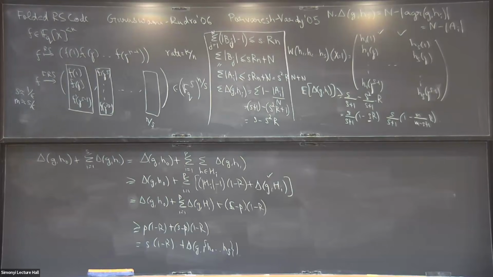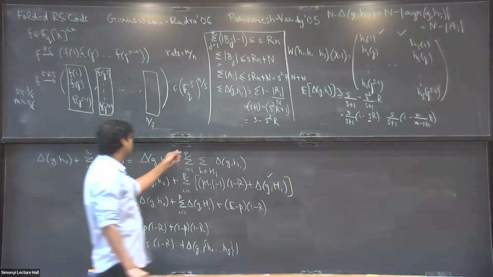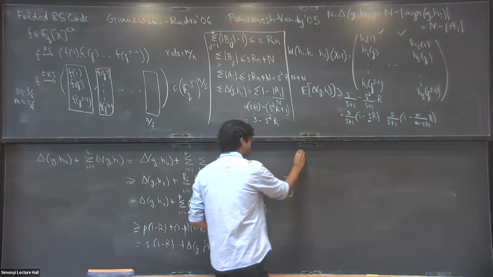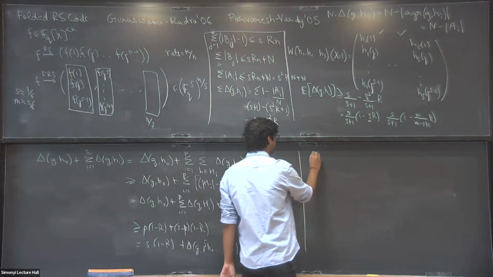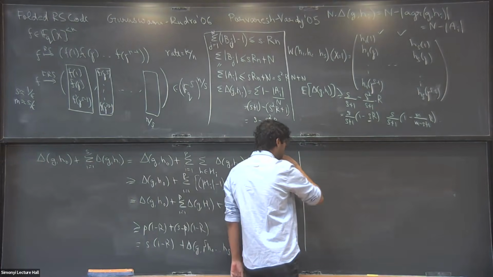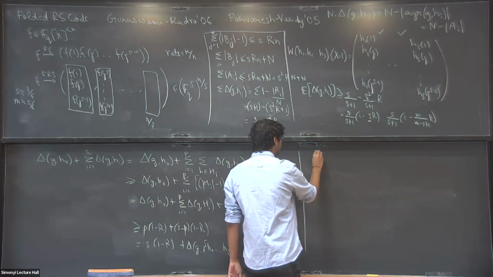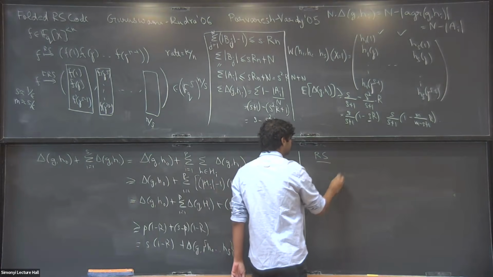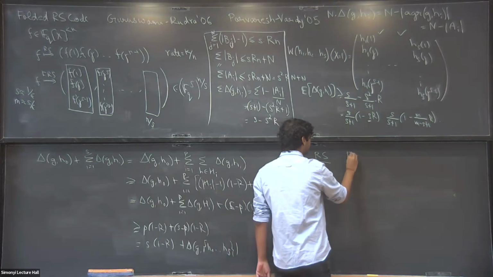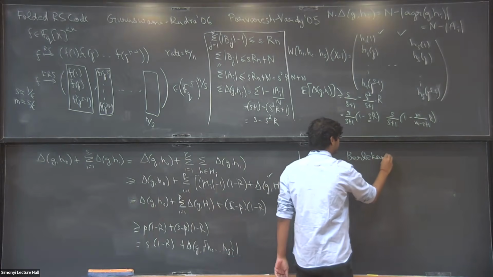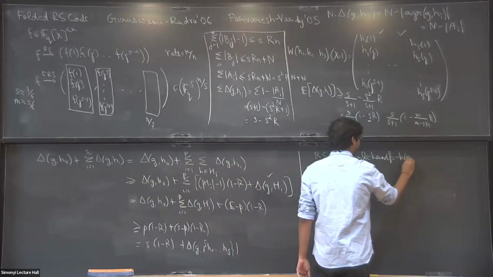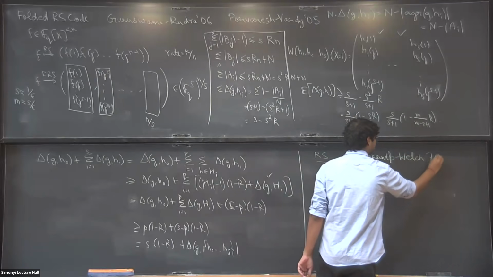Maybe this is a good time to do some of the history because this is not my proof. For Reed-Solomon codes, the first decoder was given by Welch. This was in the 70s.